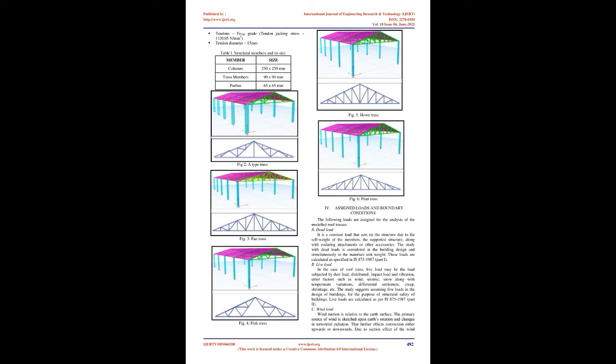4. Assigned loads and boundary conditions. The following loads are assigned for the analysis of the modeled roof trusses. A. Dead load. It is a constant load that acts on the structure due to the self-weight of the members, the supported structure, along with enduring attachments or other accessories.